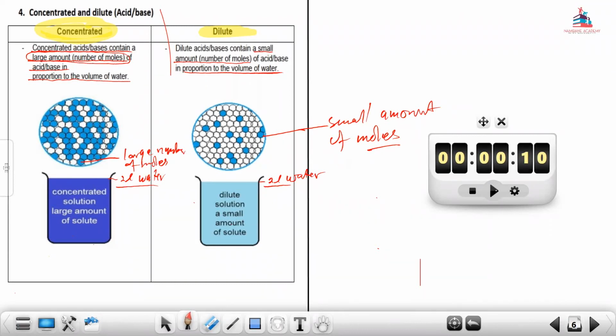Okay, sir. Thank you very much. So I'm saying, let's not confuse ourselves with the picture. It will not come in the form of a picture, but there will be some information, some hint that is given to us in order for us to be able to classify which one is concentrated and which one now is dilute.